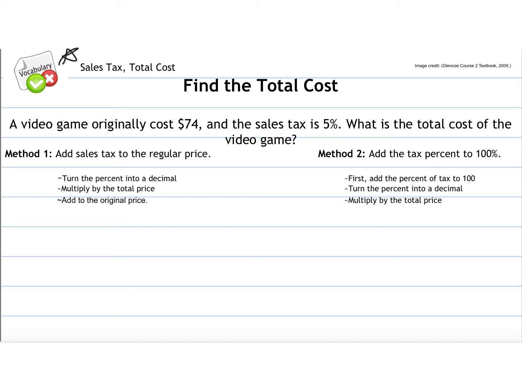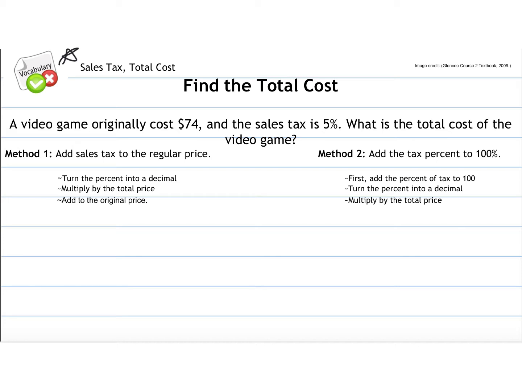So there's two methods that we can use. You can pick which one makes the most sense to you. I'm going to go through both here to give you an idea. So we have this video game that was $74 and there's a 5% sales tax on that, and we want to know the total cost. So after the sales tax is added onto that $74, how much are you going to pay?